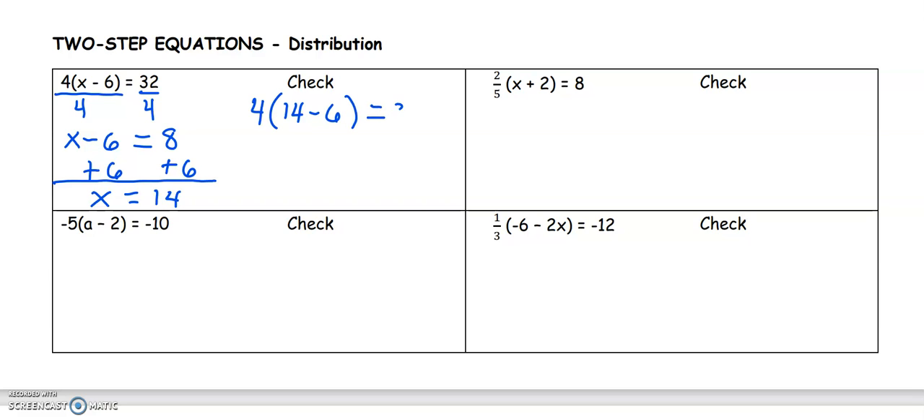And when we check, we're using the order of operations. 14 minus 6 is 8. 8 times 4 is the next step, which is 32.